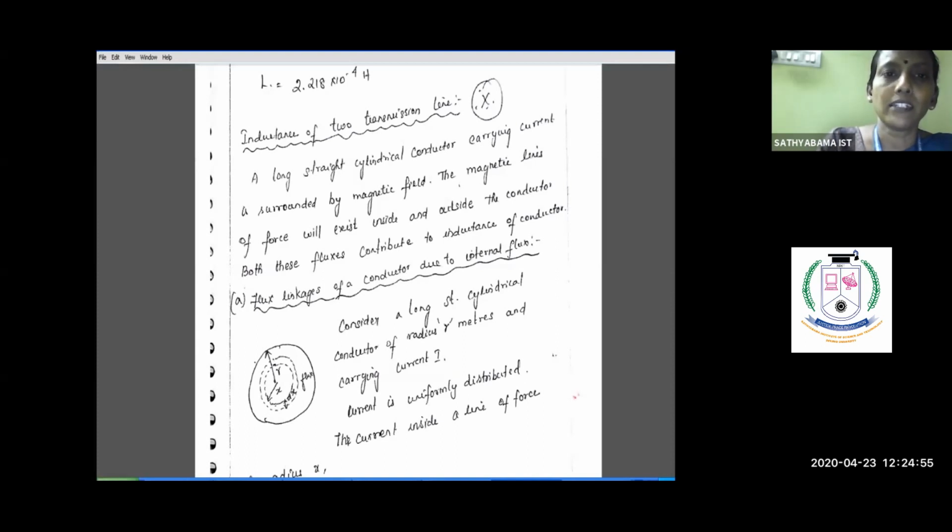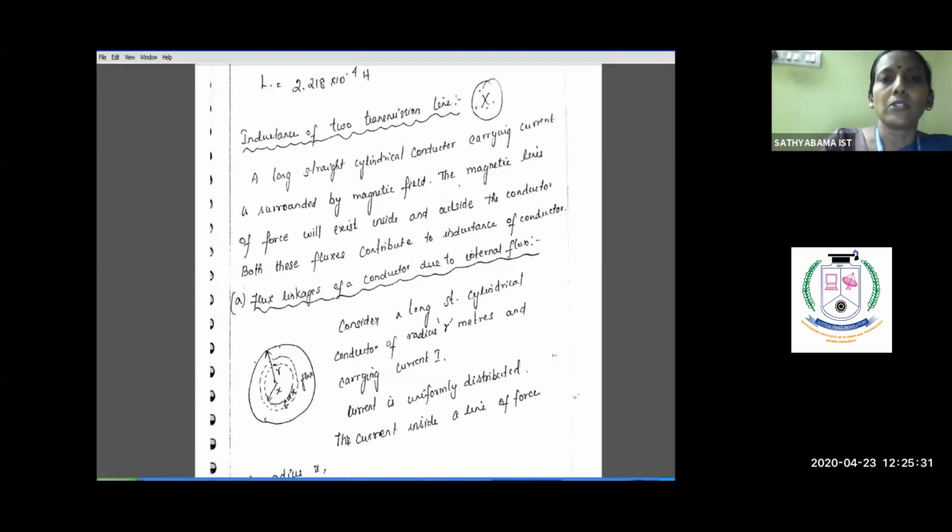Before moving to the derivation of inductance of a two-wire transmission line, we have to know what is the internal and external flux linkage. Because L is nothing but N phi by I, where N phi is nothing but flux linkage. So we are trying to find the flux linkage of a single conductor, within the conductor as well as outside the conductor here. I hope you have understood what I am trying to say.